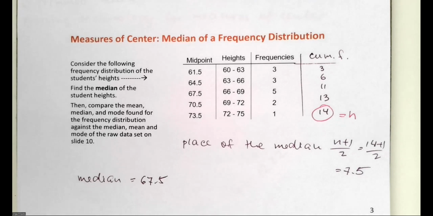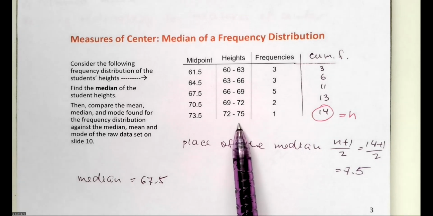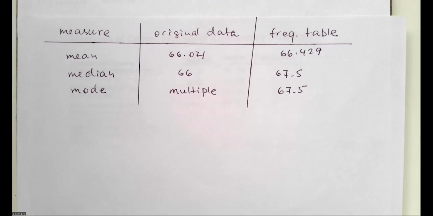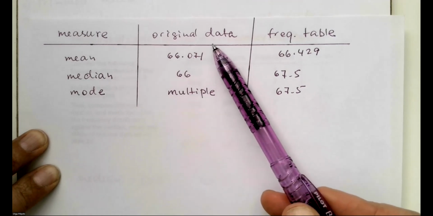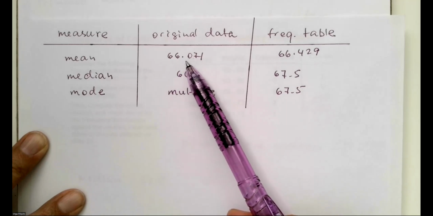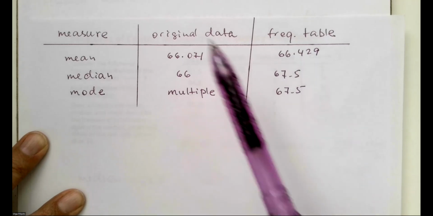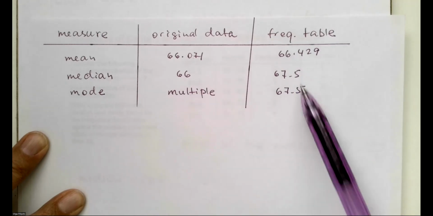I don't know if you recognized this data set, but it's the same data set that we found the mean, mode, and median of using StatCrunch and calculator. So let's compare what we got. Here's a table with measures of mean, median, and mode, from the original data and from the frequency table. The mean of the original data was 66.071, and from the frequency table it's 66.429. The median of the original data was 66, from the frequency table 67.5.